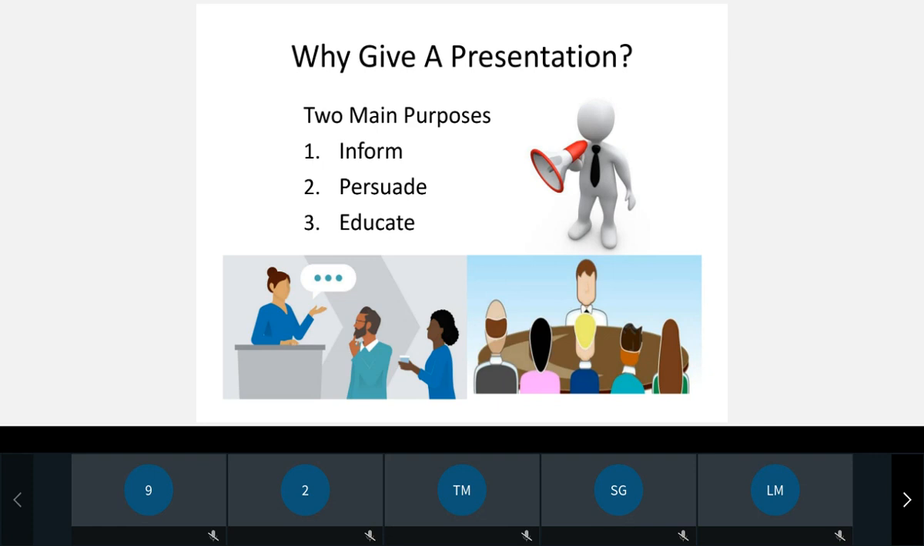Simple answer, we give presentation to inform the audience about the information, to persuade the audience so that they can respond, they can react according to our will, and finally to educate, to generate awareness, to create more information from unknown to known, and many a times from what is known to avoid and to add something new.